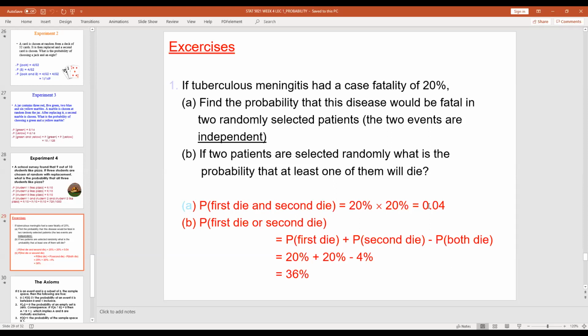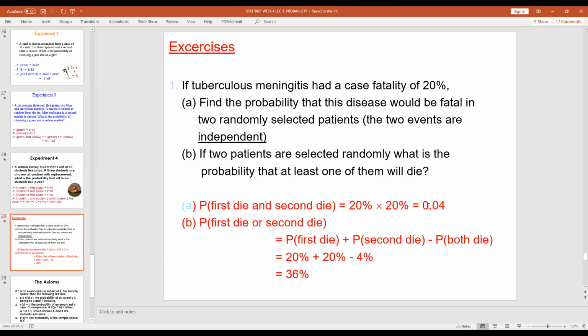But for the second question, he said, if 2 patients are selected at random, what is the probability that at least one of them will die? When I say at least one, let's reason. It's either this person dies, or this person dies, or they both die.